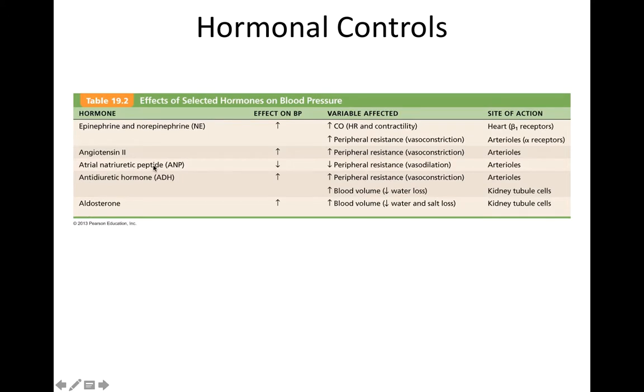Atrial natriuretic peptide is one of the natriuretic peptides that we have. It is the only one that decreases your blood pressure, and it does so by causing vasodilation. So most of our hormones are going to be increasers. They are designed to make sure that we have enough blood pressure to perfuse particularly our brain and then the cardiac muscle, these things that are keeping us alive.